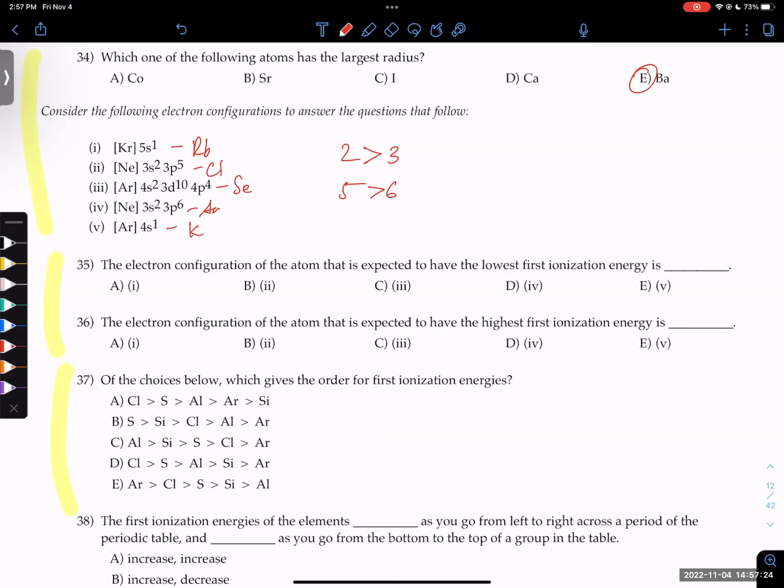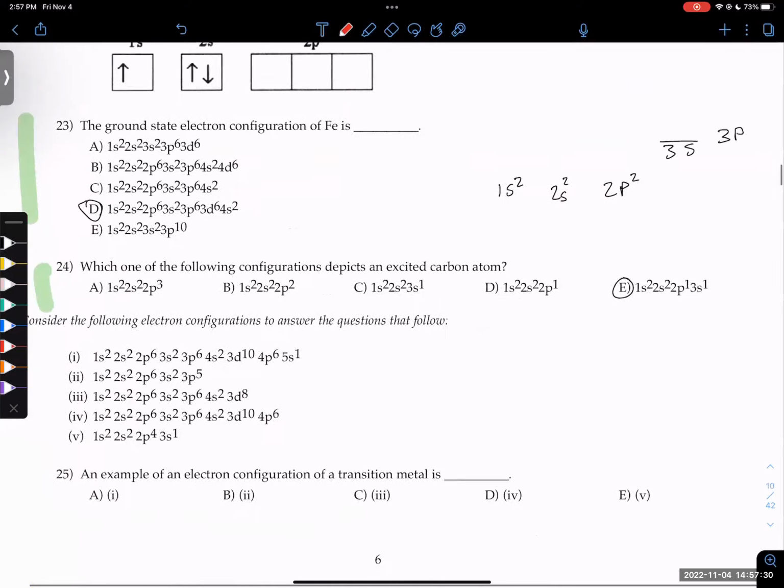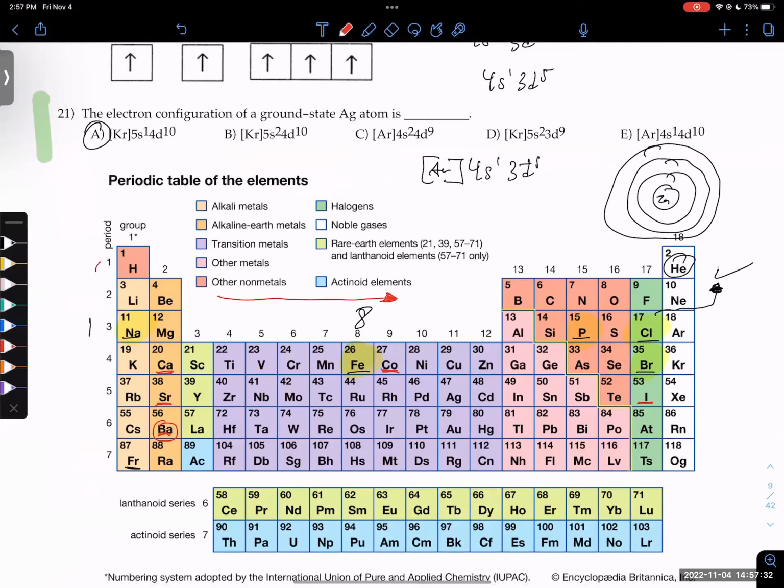This is for periods 1 through 4, so like the first 4 rows of the periodic table. So these 4 rows right here. Okay, thank you.